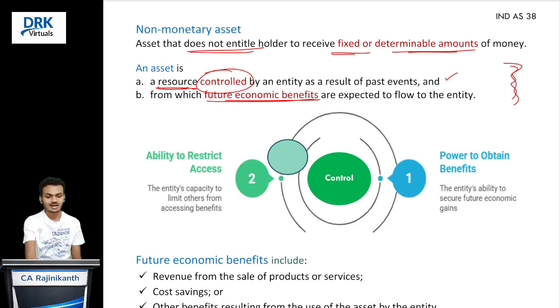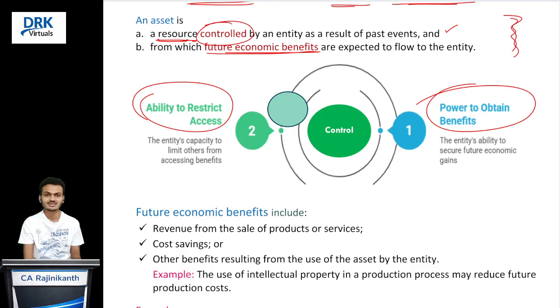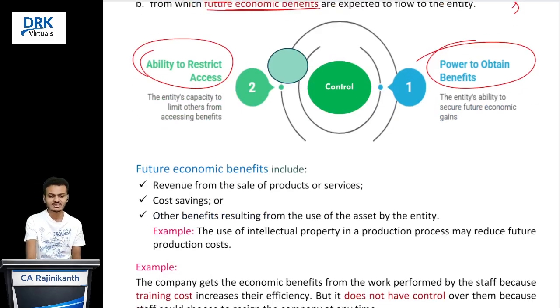What is control? Control means, on one hand, the entity should have the ability to get the economic benefits from that particular asset. On the other hand, the entity should have the capacity to restrict others from accessing that particular asset. Then only we can say that an entity has control over that asset. Clear? One example I can tell you.